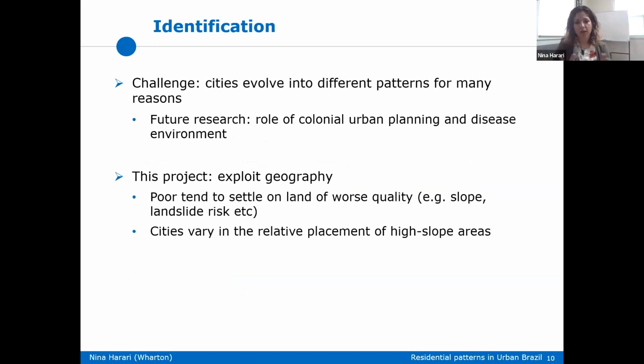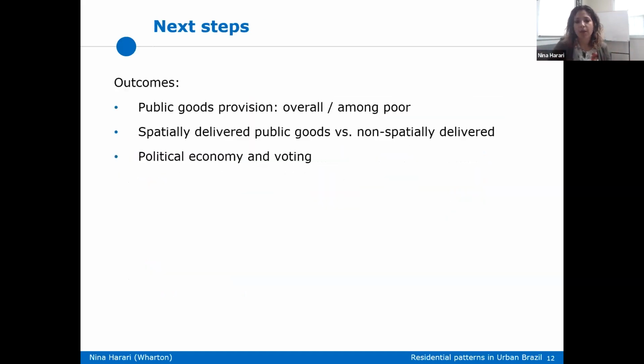So the idea will be to exploit the fact that cities vary in their relative placement of high slope areas. And so with this in hand, I plan to examine outcomes such as public goods provision, contrasting spatially delivered public goods with public goods that are not spatially delivered, and then political economy outcomes such as voting and potentially crime. So that's all I have. I'm happy to take questions.